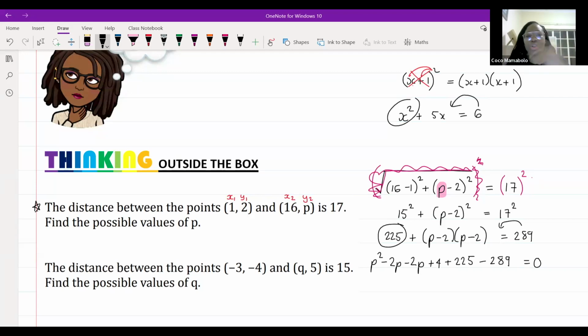Let's add like terms. Correct. Abu, you're taking the words out of my mouth. So p squared, negative 2p minus 2p will give us negative 4p. And then 4 plus 225 minus 289 would give us what? Punch that into a calculator. Somebody give me an answer. 4 plus 225 is 229, minus 289 should give us negative 60, I think. Negative 60. Minus 60 is equal to 0.